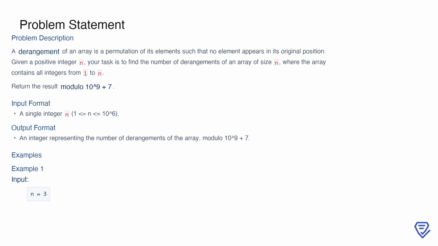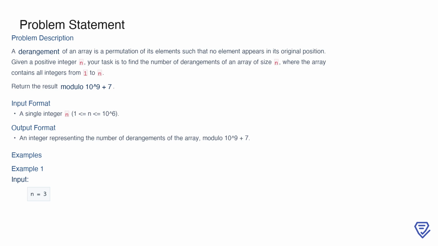A derangement is a permutation of the array such that no element remains in its original position. For example, if the array contains integers from 1 to n, a valid derangement would ensure that the element 1 is not in the first position, 2 is not in the second position, and so on.